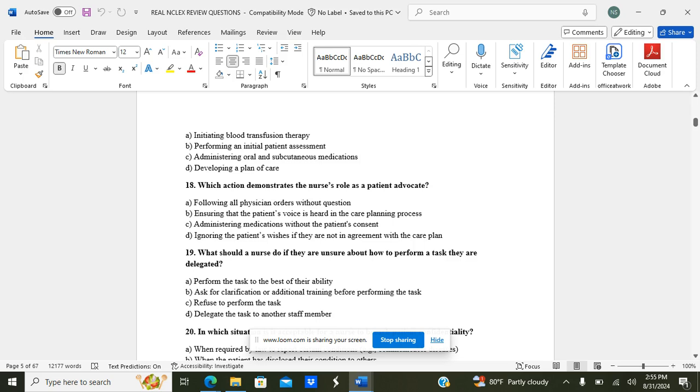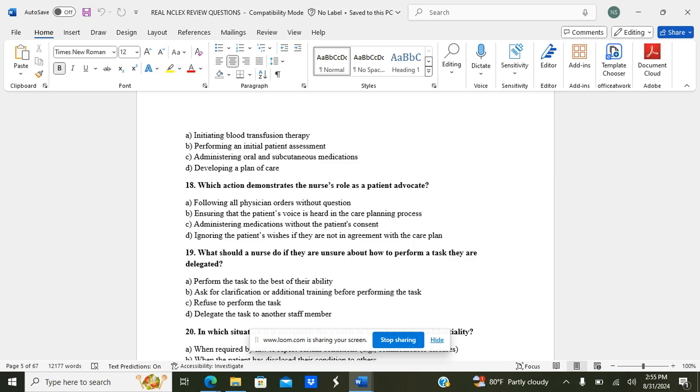Which action demonstrates the nurse's role as a patient advocate? Let's see. What can show that the nurse is defending the patient? I translate the question for you: defending. They use the word advocate. That's fine, but you need to know what advocate means.